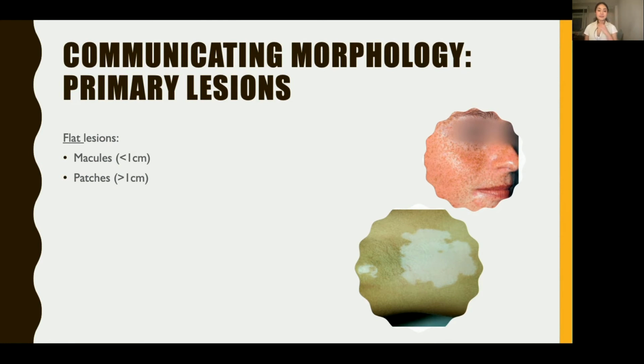So the first thing to look at, how to communicate morphology. So we'll start with primary lesions. So flat lesions are macules or patches. So macules are less than 1 centimeter, and an example of this would just be freckles. They're just macules. And patches are over 1 centimeter. So an example would be vitiligo patches, which you can see there. You can see a hypopigmented patch of vitiligo. And next slide.